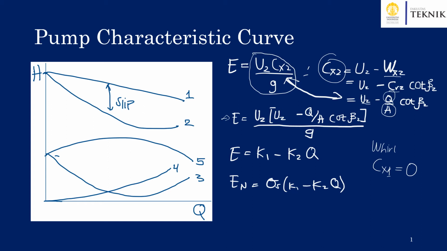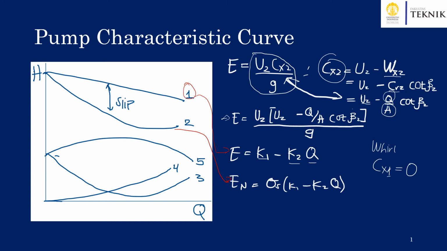And as we know that A, U2 and beta 2 will remain constants, we can replace them with K1 and K2 and Q. And this is the base for us to make a plot of the pump characteristic curve. So line 1 is based on these equations, and due to slip we will add the slip factor into it, and then we will get the pump characteristic curve number 2.